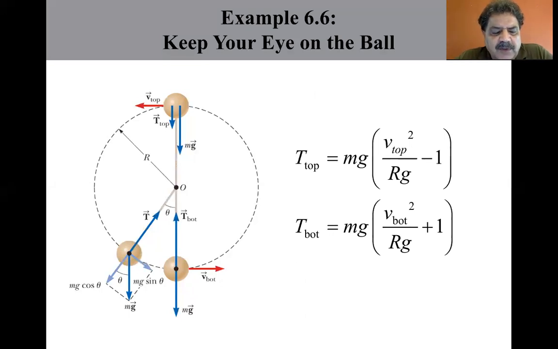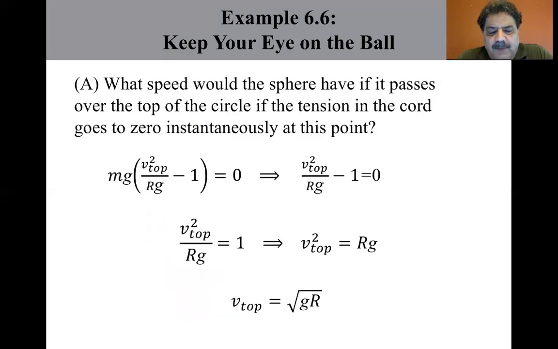Note that the force T in this example changes direction because it must always point inward toward the center. Also note that v in the expressions above varies for different positions of the sphere, as indicated by the subscripts. Now, what speed would the sphere have at the top of the circle if the tension in the cord goes to 0 instantaneously at this point? Let's go back to this.